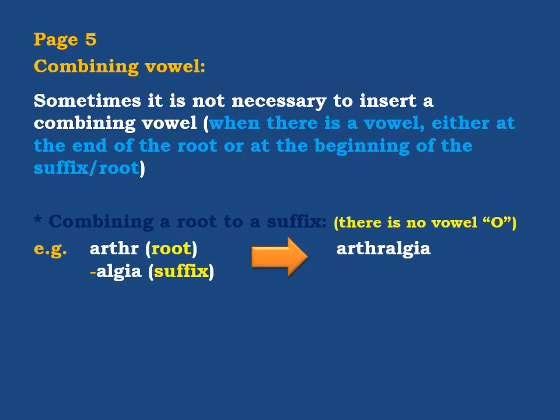Here we are combining a root to a suffix. Arthr, which is a root, and algia is a suffix. Arthr ends in a consonant, which is the R, but the suffix algia starts with a vowel. So here there is no need for the combining vowel because the pronunciation is easy. So if you look at the full term, it is pronounced as arthralgia. So the pronunciation is easy. In this case, there is no need for the vowel O.